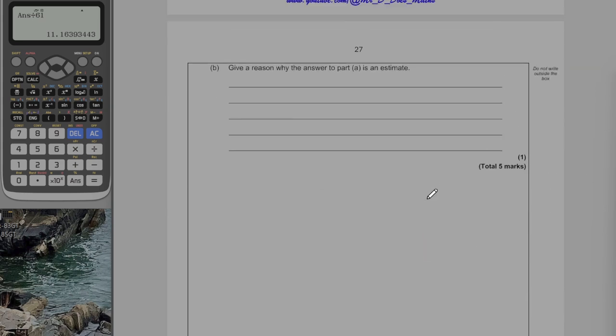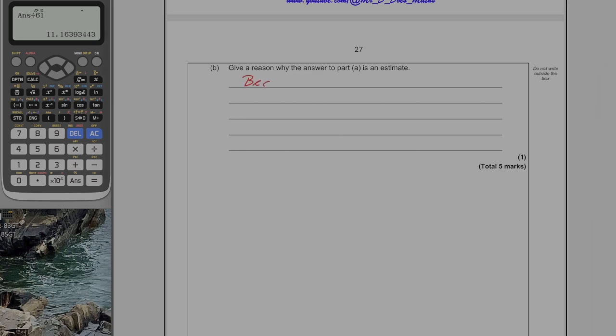Right, part B. Give a reason why the answer to part A is an estimate. Because I used the midpoints for each group.